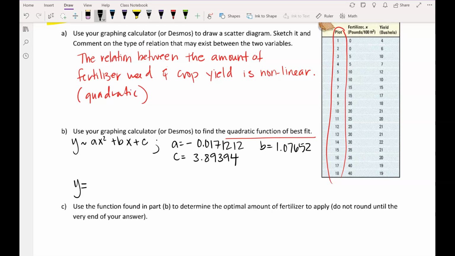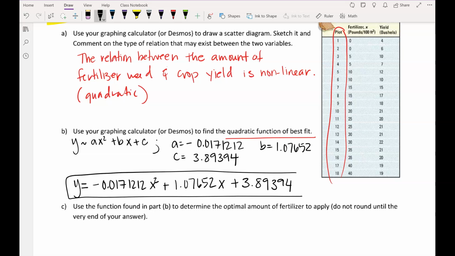So now I'm going to write y equals. Now when you're writing an equation in your notes or on your homework or your test, you don't write the wavy bracket, you write y equals and then just fill in the A, B, C value. So negative 0.0171212 x squared plus B value is 1.07652 x and C value is 3.89394, okay? And that is a function of best fit. That means when we enter in the data, whatever the calculator gives us or decimals gives us is the function of best fit.